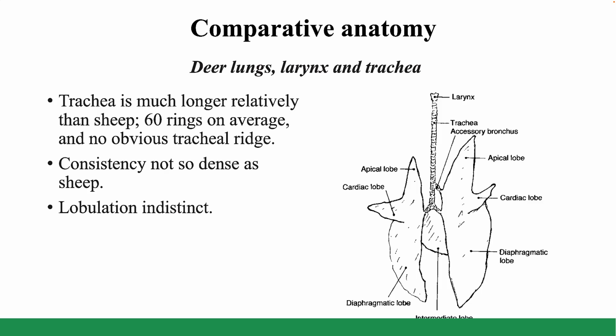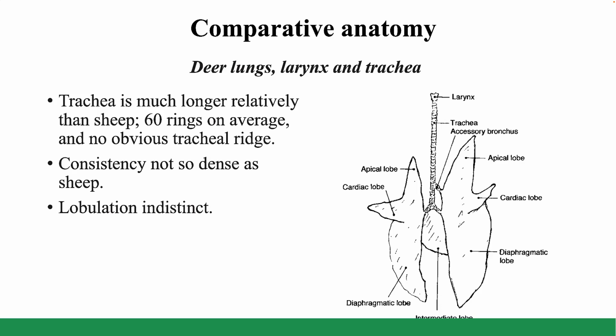And we have the deer lungs, larynx, and trachea as well. Here we have lobulation, but it's not very distinct because, as you can see, this lobe and this lobe are 2 lobes, but how separated they are you can see as well. On the left side, these are 2 different lobes, but they're not well separated. As you can see here, separation is clear, but here it's not.